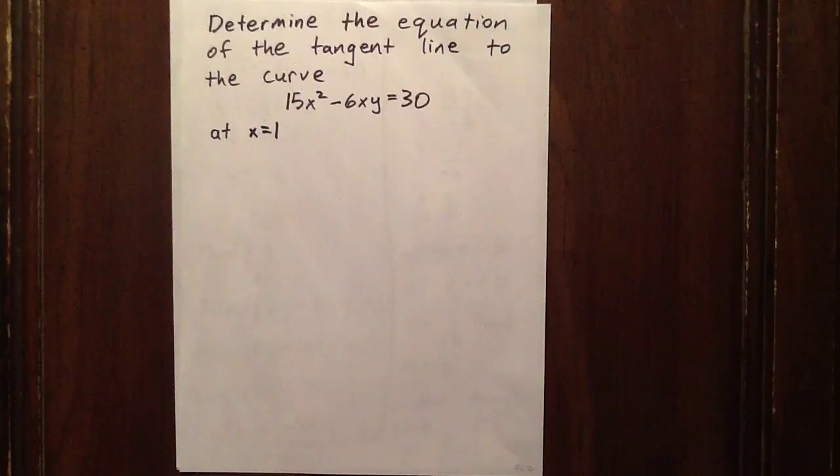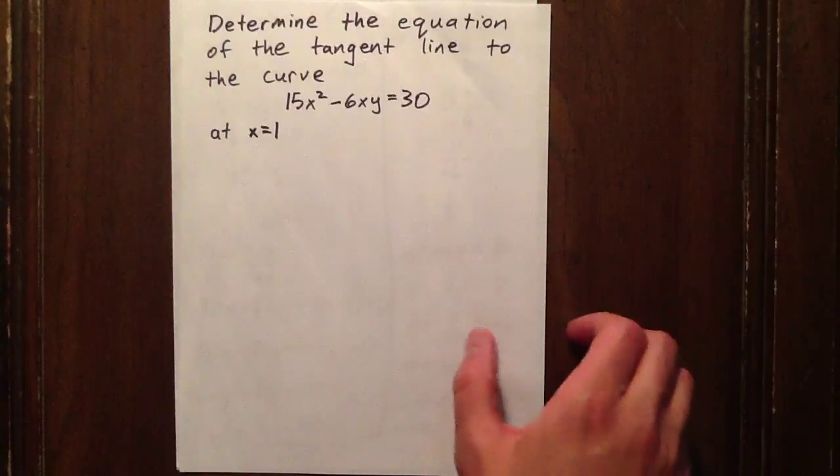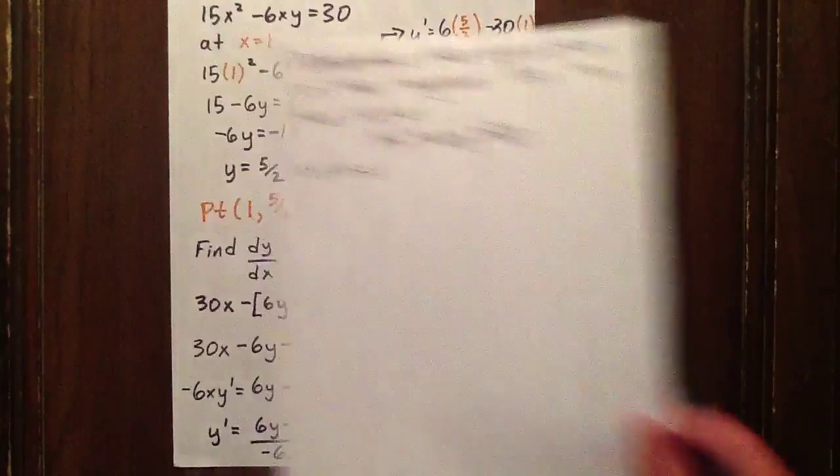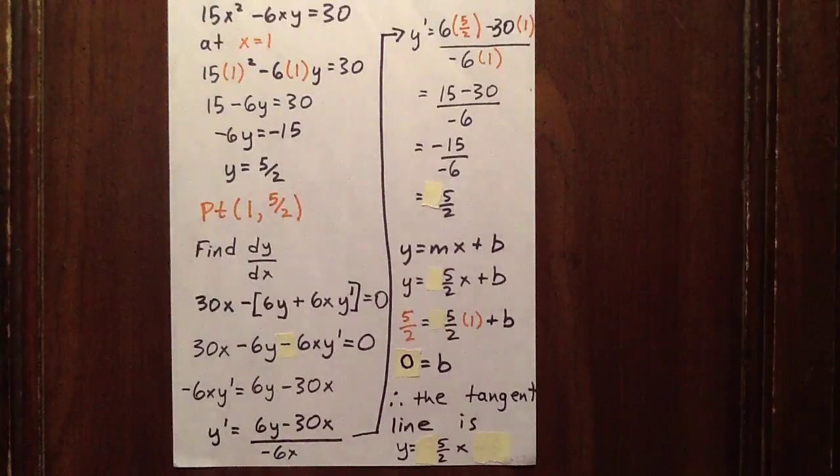In this question, we're going to use implicit differentiation to determine the equation of the tangent line to this curve at x equals 1. Well, in order to do that, we're going to first need to find a point and the slope of the line in question. Well, determining a point is pretty straightforward.